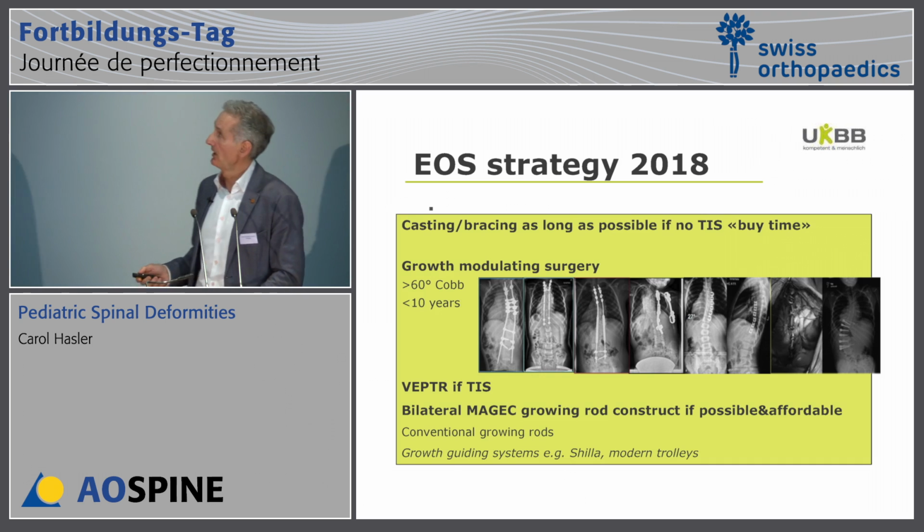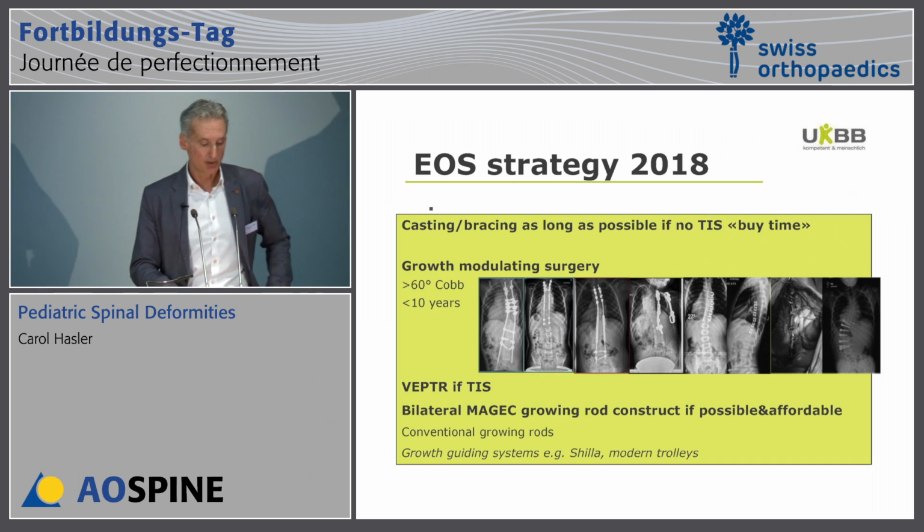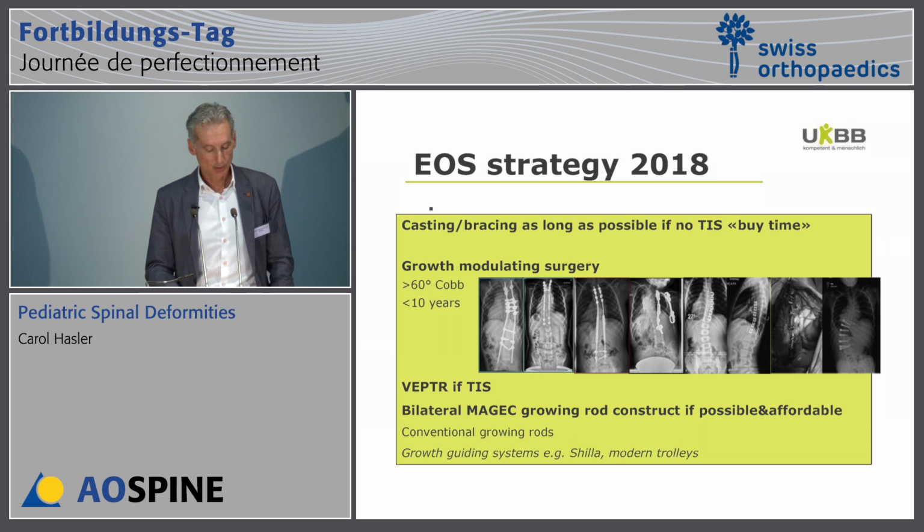So the EOS strategy is casting and bracing as long as possible, and growth modulating surgery, as I told you, if the Cobb angle progresses to more than 60 degrees.